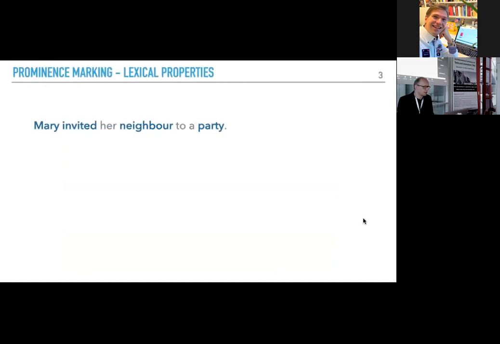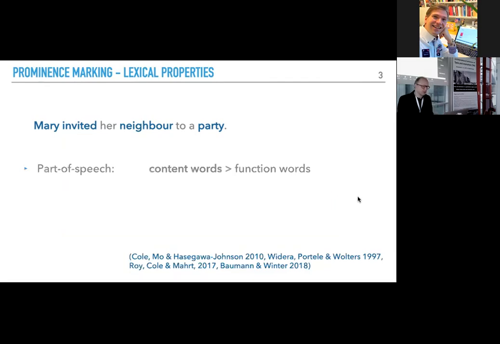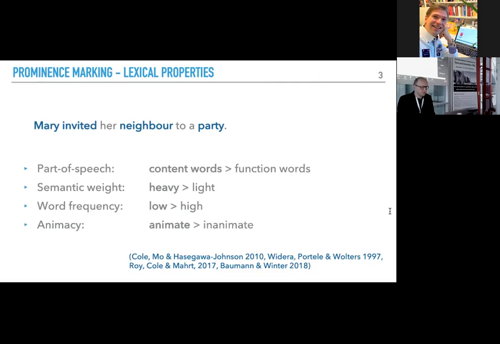So first of all, there are a couple of lexical properties that play a role. In the sentence here, Mary invited her neighbor to a party. The blue words are more prominent because they are content words, which have been found to be more prominent than function words. Words also differ in semantic weight, with semantically heavy words standing out. Low frequency words have been judged to be more prominent than high frequency words. And animate concepts are claimed to be more prominent than inanimate ones.